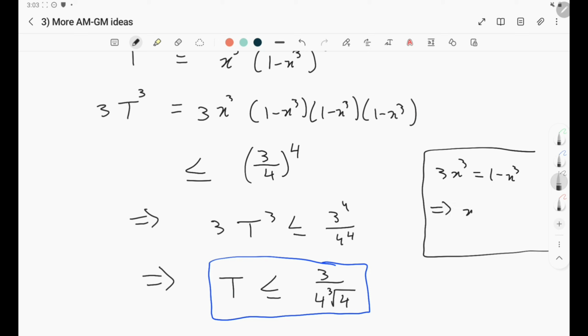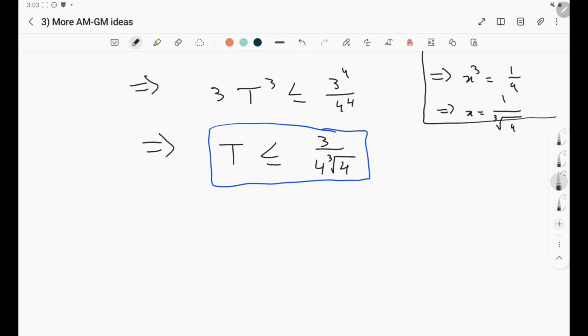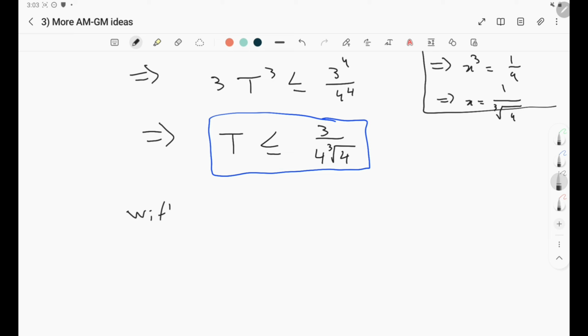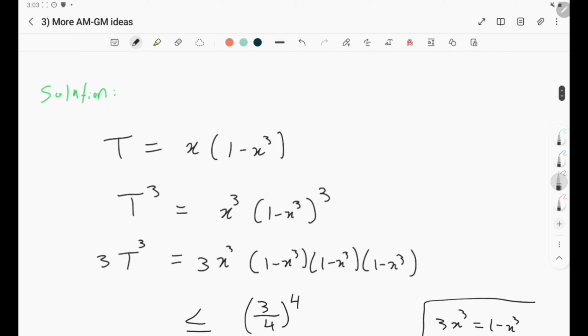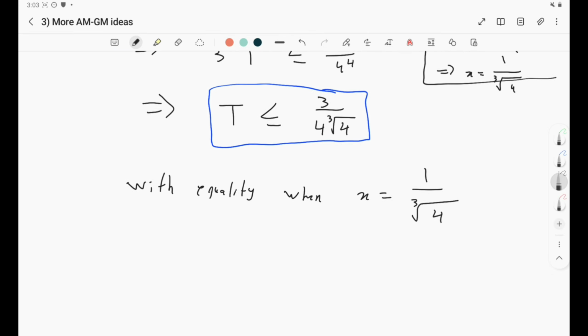That just means that x cubed is equal to 1 over 4. So that just means x is equal to 1 over cubic root of 4. So you can simply say here, with equality when x is equal to 1 over cubic root of 4. Of course, you can check that by just putting in x, but okay, this is for sure. All right, so that's it.